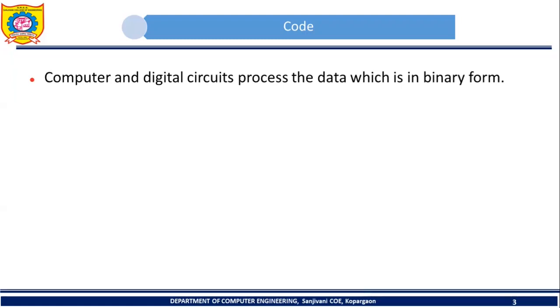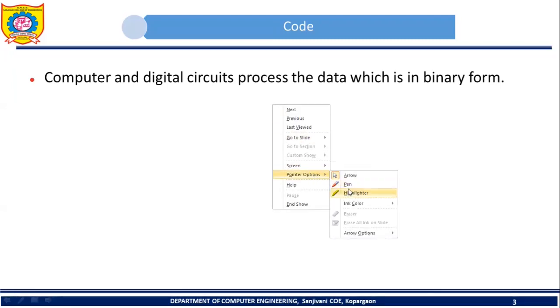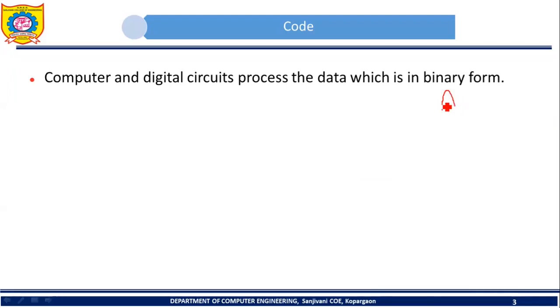So computers and digital circuits process data which is in binary form. We have seen that a digital circuit accepts digital input which is in the form of 1 and 0. The digital circuit will process that digital input and then generate some digital output. So here what I want to say is, digital circuits can understand only data which is in binary form, which is in the form of 1 and 0. So a digital circuit does not understand, suppose, alphabet A, it will not understand alphabet B, it will not understand a number like 123, which is a decimal number.